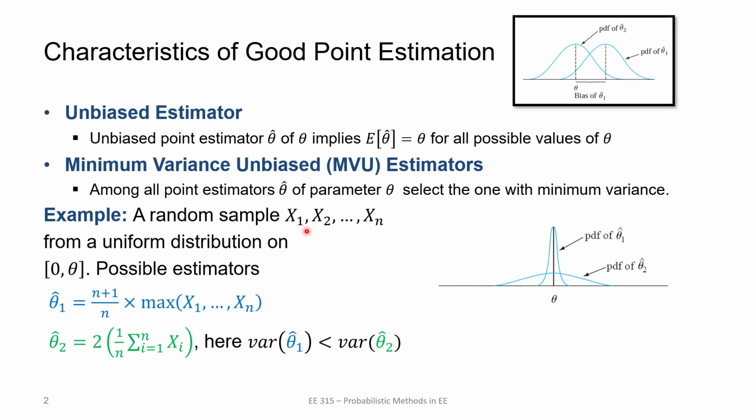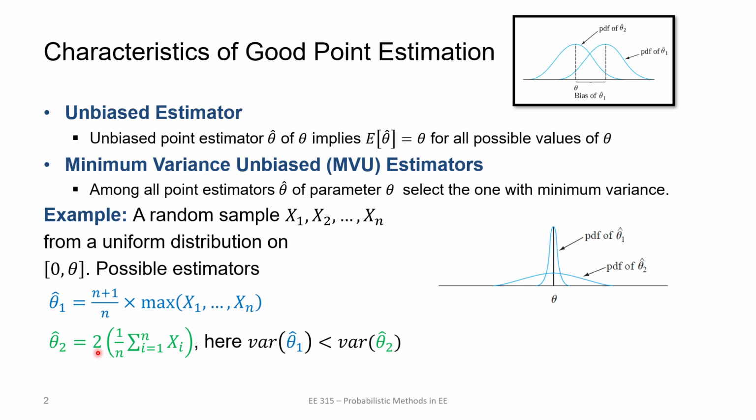A random sample x1, x2, xn from a uniform distribution on 0 to theta. So we have uniform samples between 0 and theta, and our job is to estimate this maximum value. So we're picking samples x1, x2, x3, and we don't want the average, we want to find the maximum. So those are two possible estimators which are unbiased. One concept, for example, is to pick the maximum value out of what you select and then scale it. Another one is to find the average and multiply by 2.